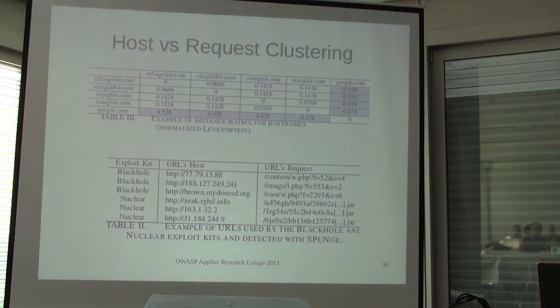One is Blackhole and one is Nuclear. They are pretty famous. As you can see, these exploit kits have similar requests. For example, Blackhole has a request of this form: a PHP script with just a single letter and parameters called F and E. Instead, Nuclear is a jar with a long ASCII file name. Here we do some clustering on the request, and even if hosts are different, we can group together these 3 URLs belonging to the same cluster that we label as Blackhole, and these 3 to another one called Nuclear.